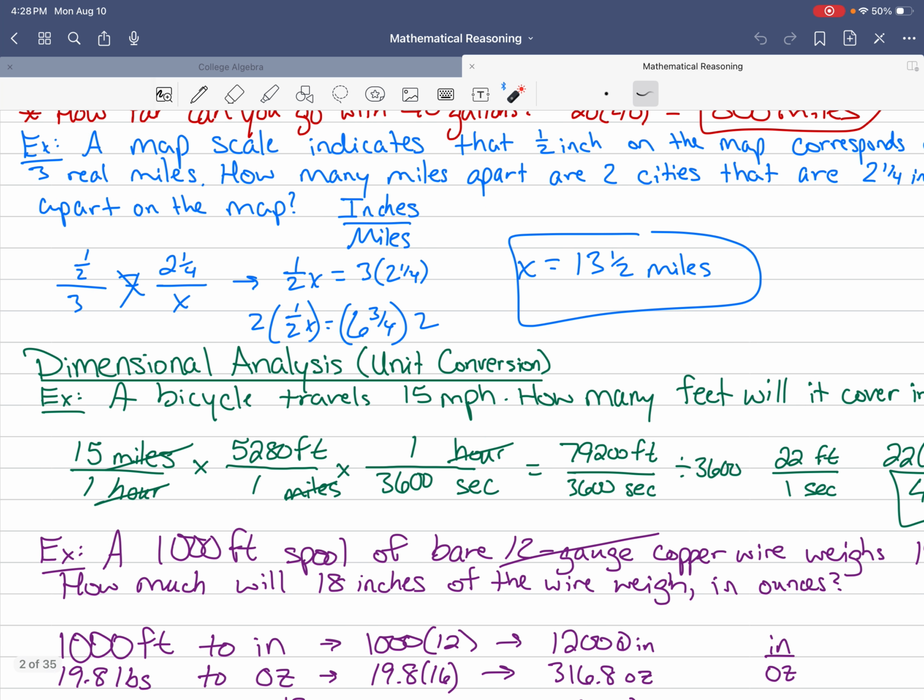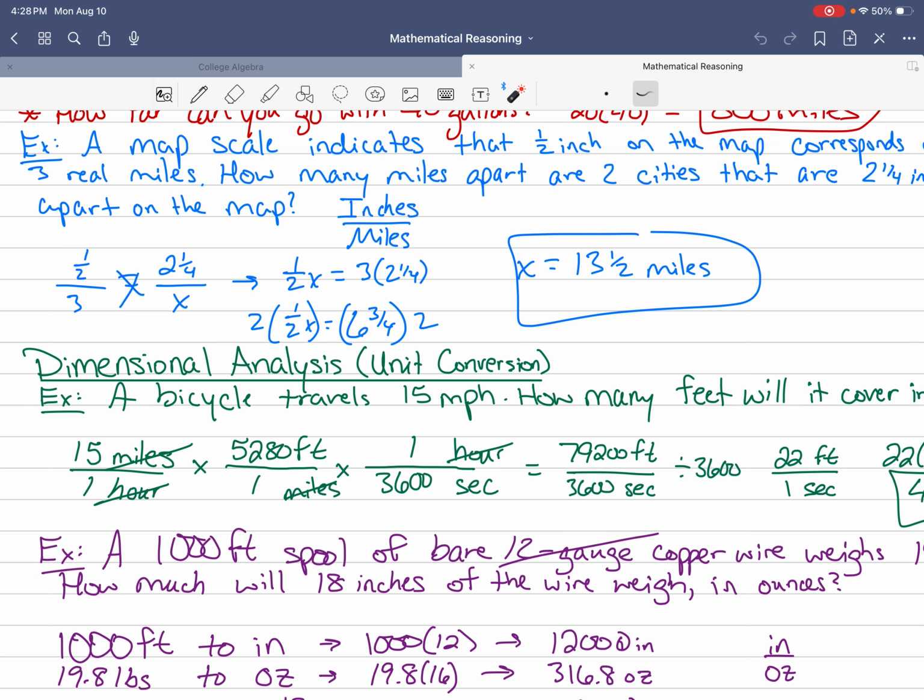With these scales and these units, we're going to use something called dimensional analysis, which is simply unit conversion. So maybe you have a unit rate in terms of one unit, but maybe they ask you a question in terms of another. Like maybe they give you something in terms of miles per hour, but they want to know something about feet per second. So you're going to have to do some unit conversions to get that.